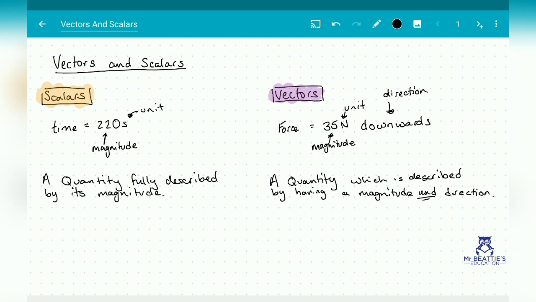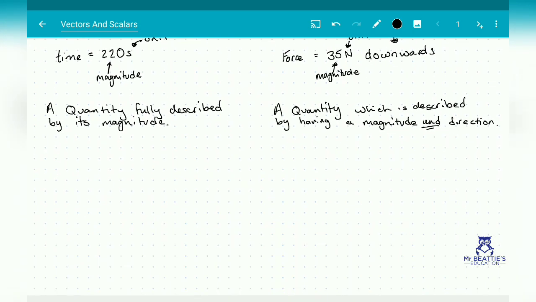So let's have a few examples of each of these then. Some examples of scalars, we could have mass, distance, energy, time, speed, power. Just a few examples.